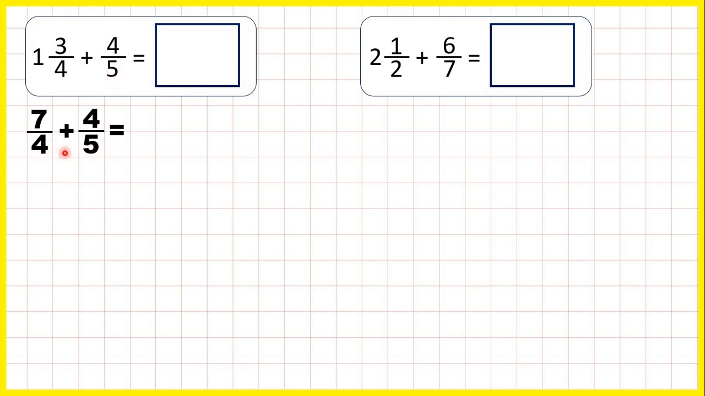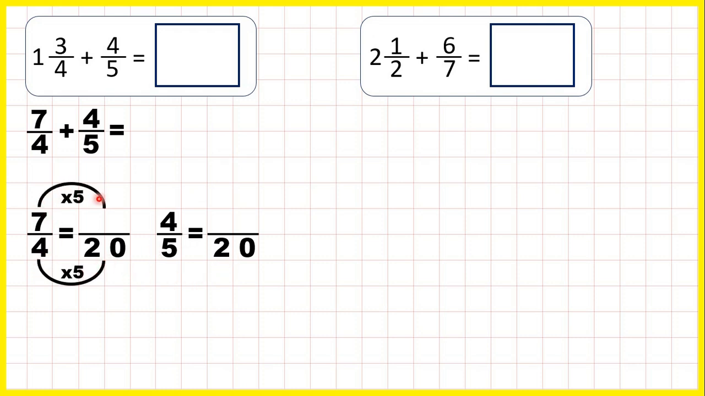But we know that to add fractions we need the denominators to be the same. 20 is in both the 4 and the 5 times table, so we can find equivalent fractions to 7/4 and 4/5, which have a denominator of 20. 4 times 5 is 20, 7 times 5 is 35, 5 times 4 is 20, 4 times 4 is 16.